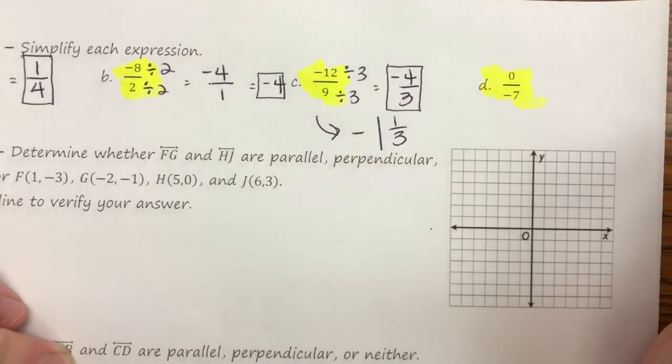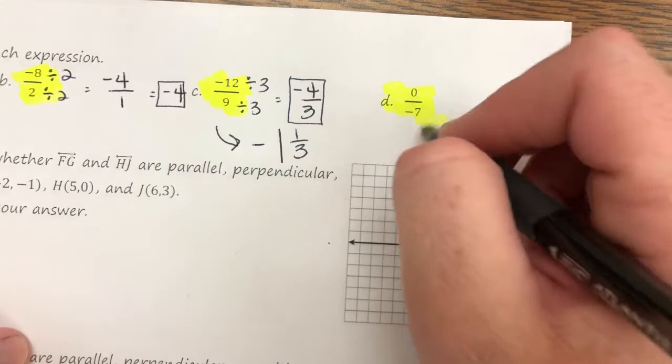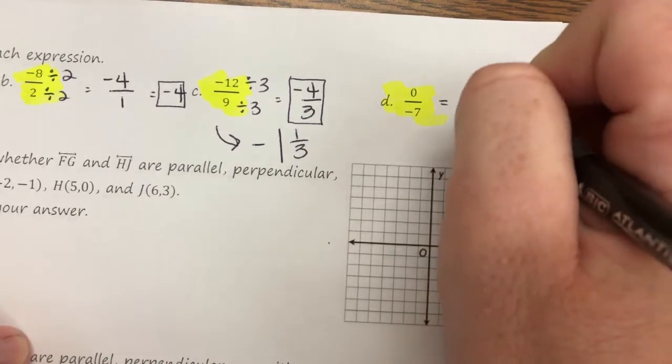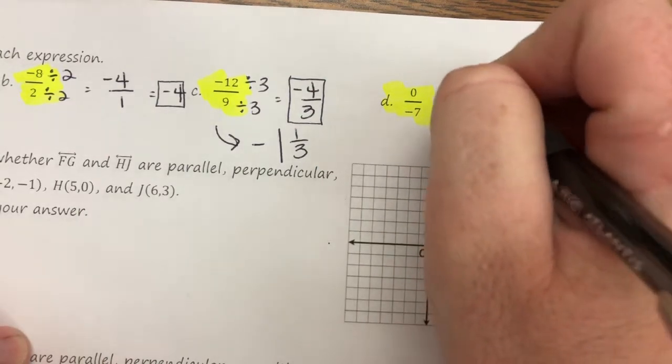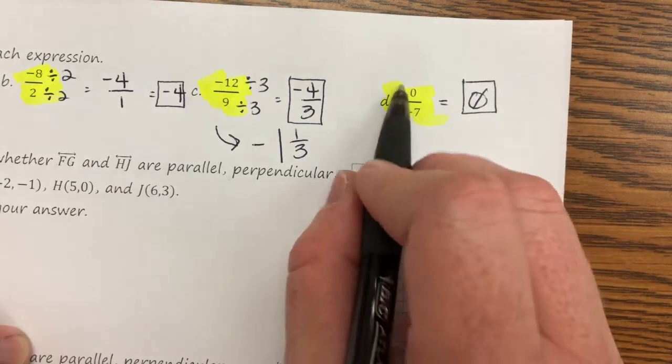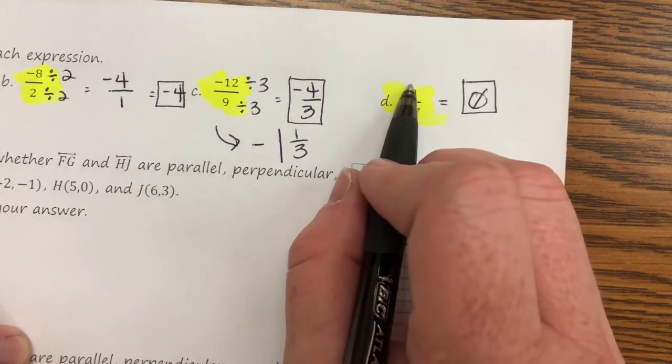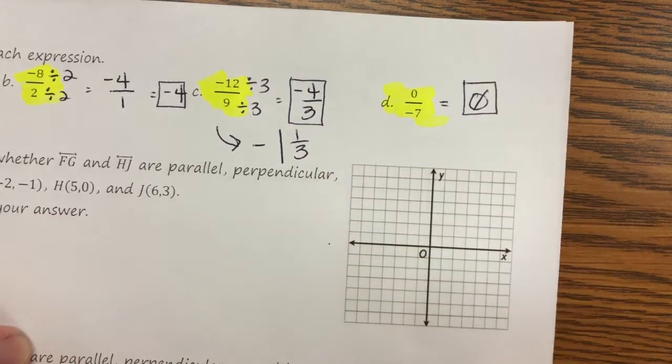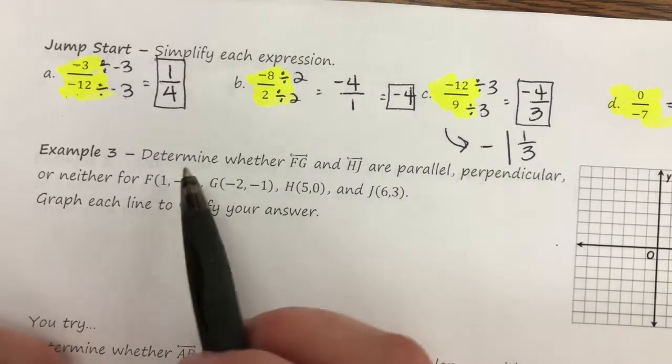That's our solution. And then lastly, D is 0 divided by negative 7. 0 divided by anything is just 0. So the slope of that line is 0. If these had been switched and the 0 was on bottom, negative 7 on top, we would write undefined for the slope. All right, then we've got a word problem here.